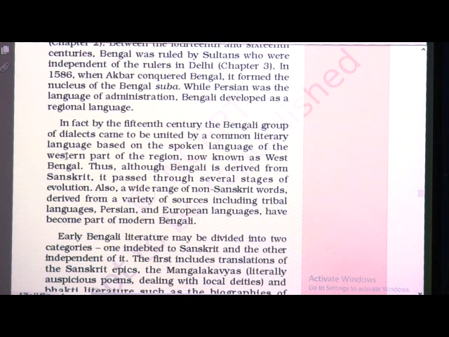Now here, dialect means a particular form of language. In fact, in the 15th century the Bengali group of dialects came to be united by a common literary language based on the spoken language of the western part of the region.